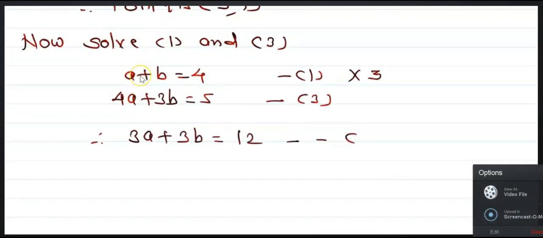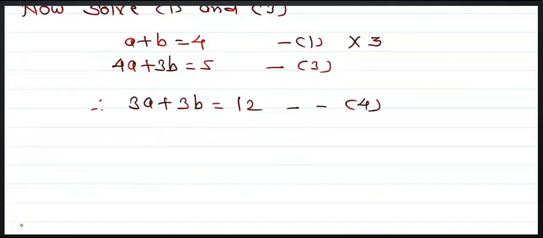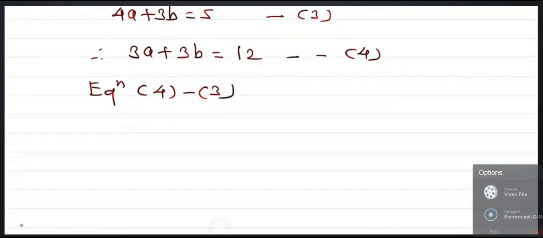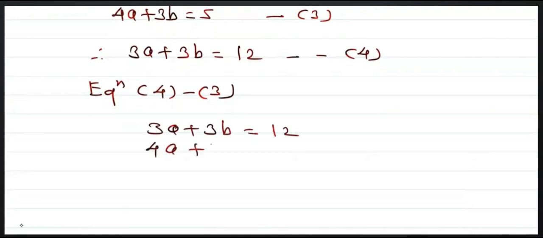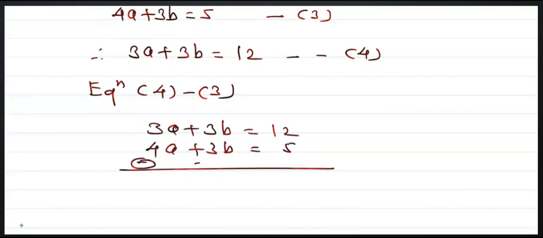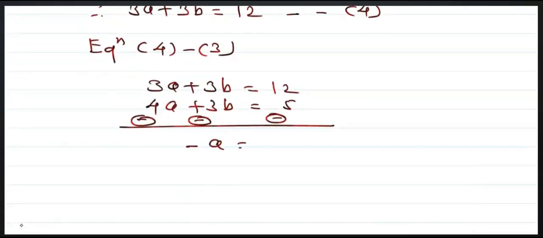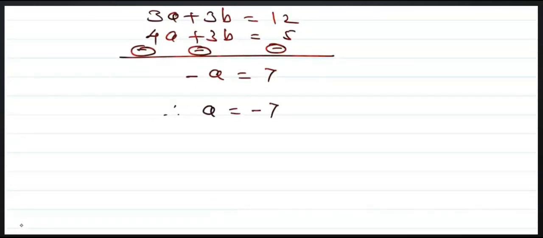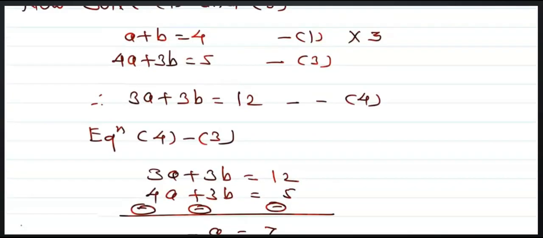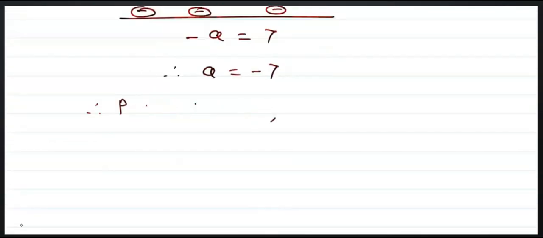Multiply equation number 1 by 3: 3a + 3b = 12. Therefore, equation 4 minus 3: 4a + 3b = 5 minus 3a + 3b = 12. Therefore you will get minus a = 7, so a = minus 7.